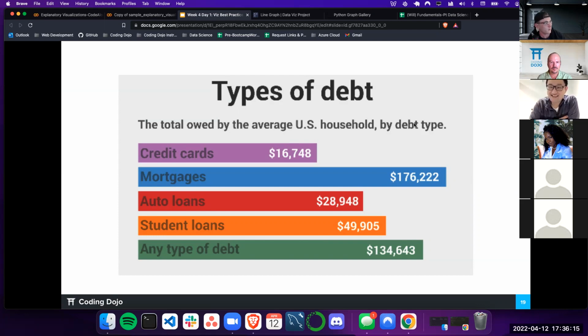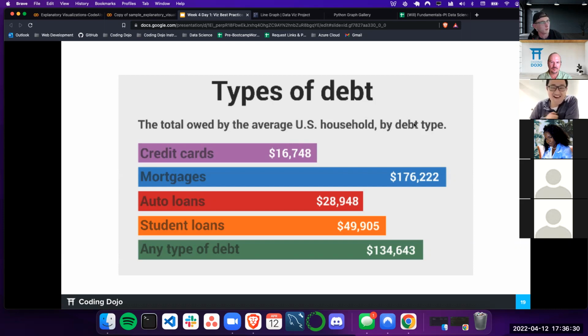Yeah, absolutely. The scale is way off. It literally gives us the illusion that mortgages is slightly more than the other types of loans, but it's actually a lot more than the other categories.